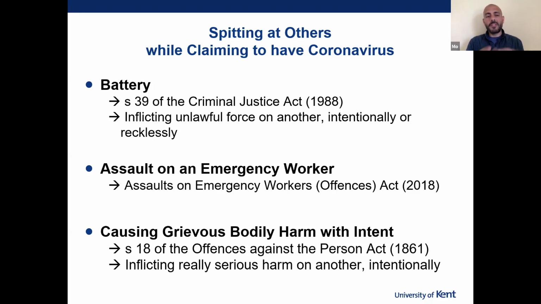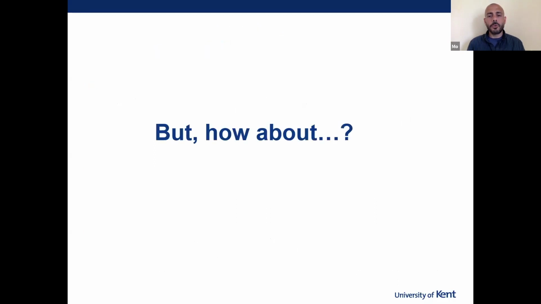Now, obviously, these are some broad examples of what could happen and what the prosecution can do. What I would like to do also is ask you some more questions about other potential scenarios that you could be faced with as the Crown Prosecution Service in such circumstances. In fact, what's interesting, or rather disturbing, is that there have been some very creative ways people have been trying to use spitting and coughing on police officers and emergency workers. So let me ask you some questions.